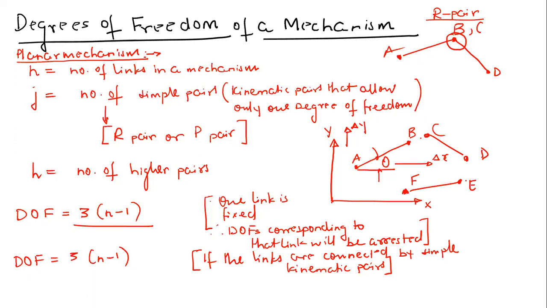Sir, two will be arrested. Two are allowed. So one is missing. Only 1 degree of freedom will be allowed, the rotational degree of freedom. That means the link AB will be able to rotate relative to this link CD, right? So only 1 degree of freedom is allowed and 2 degrees of freedom are arrested.